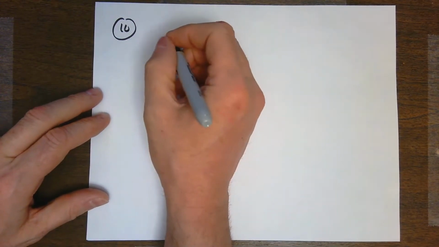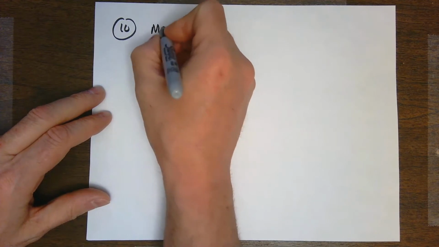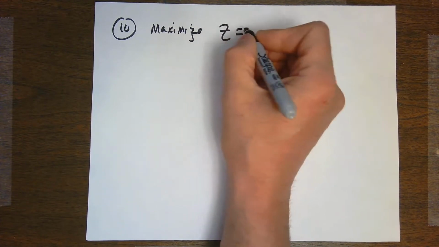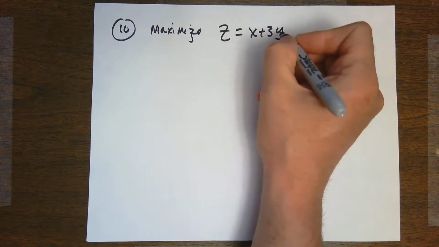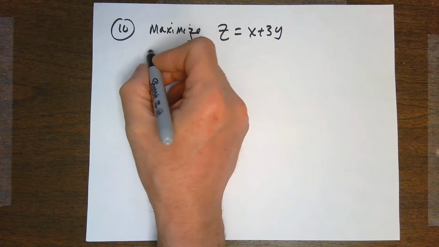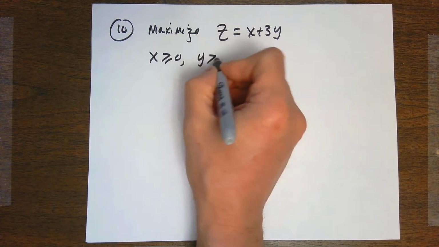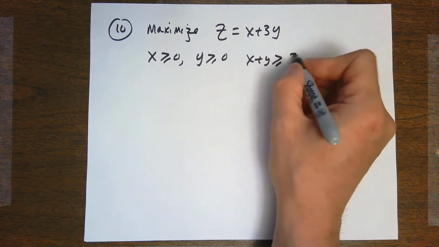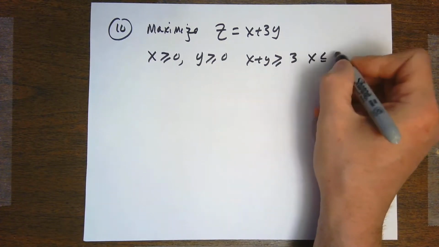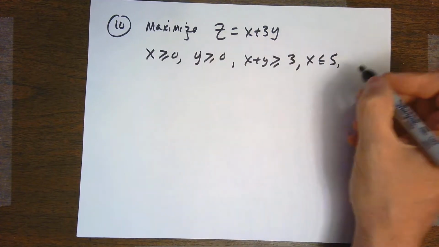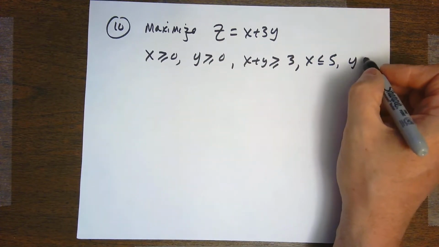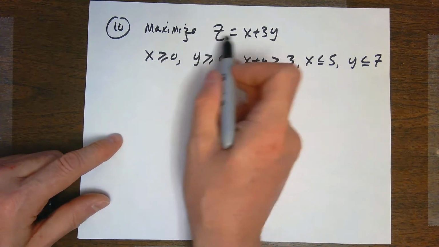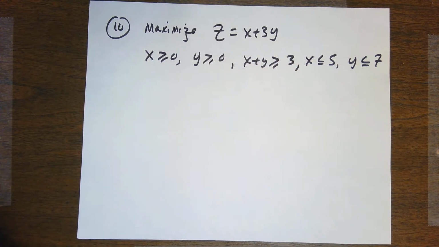So we're going to do number 10, which says that we want to maximize the equation z equals x plus 3y given the following constraints: x greater than or equal to 0, y greater than or equal to 0, x plus y is greater than or equal to 3, x is less than or equal to 5, and y is less than or equal to 7. So these are my constraints, and I want to maximize this function within these constraints.